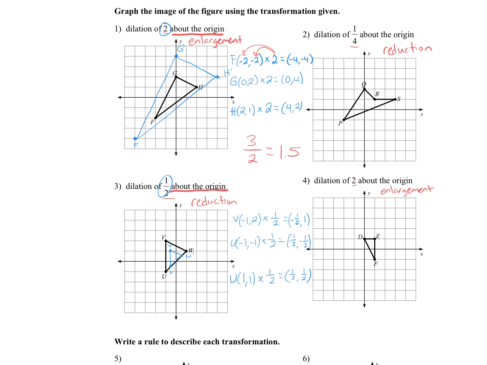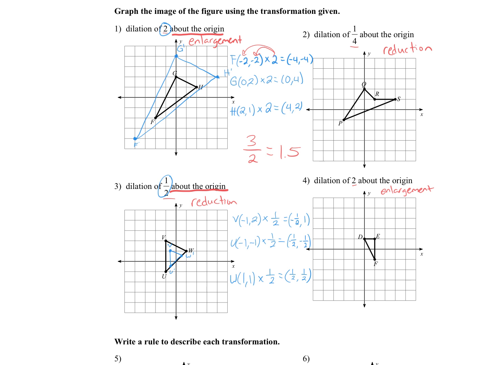About the origin, okay? So no matter where our image is at, it's always going to be related to the origin. Well, it just depends on where the triangle starts. Correct. So if my triangle started up here and we performed a reduction, it would end up closer to the origin. Does that make sense?